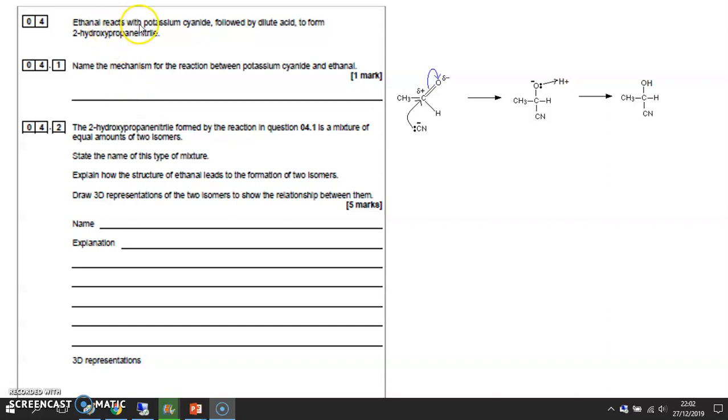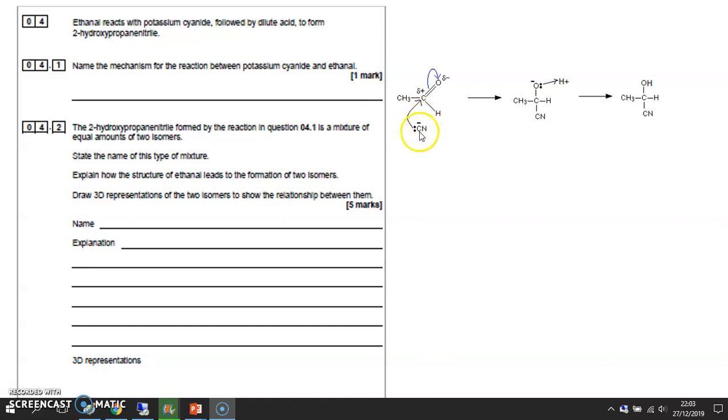Question 4. Ethanol reacts with potassium cyanide followed by dilute acid to form 2-hydroxypropane nitrile. So I've drawn ethanol here. I've drawn a cyanide ion, so potassium cyanide, which needs to be in methanol and water, by the way. In methanol and water, the potassium is just a spectator ion.